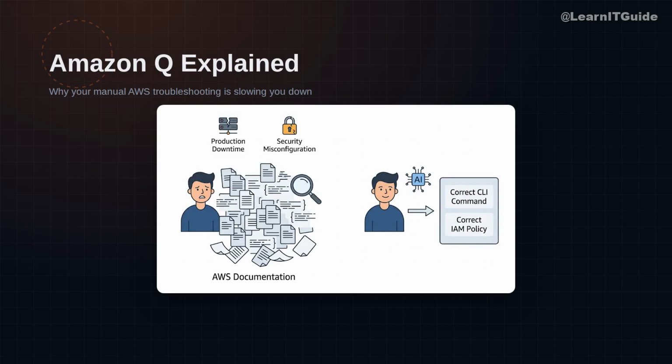Most engineers spend hours scanning thousands of pages of AWS documentation just to find the right flag for a CLI command or the correct IAM policy. Getting this wrong has real consequences, including production downtime and security misconfigurations. Here is how you can use AI to stop searching and start building.